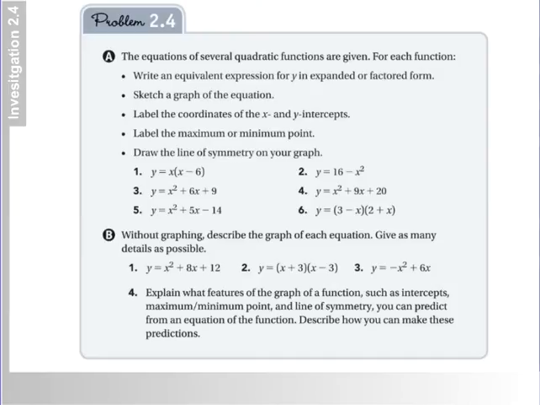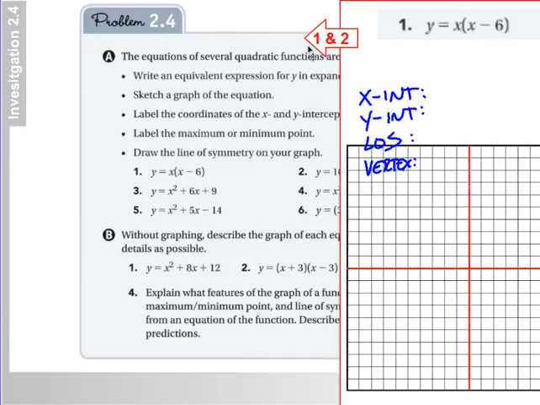All right, so we are going to take a look at how to graph quadratic expressions by using the important features of a parabola. And to remind you, the important features of a parabola are the x-intercepts, the y-intercepts, the line of symmetry, and the minimum or maximum, which I'm going to call the vertex. Now remember, you'll either have a minimum or a maximum, but not both. So let's take a look at problem 1.